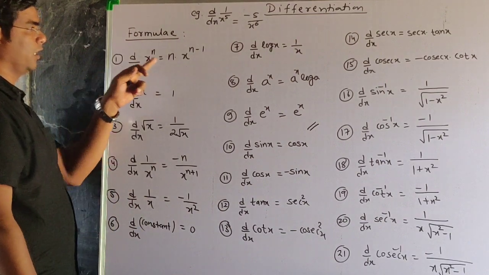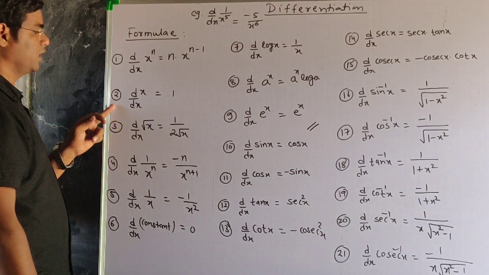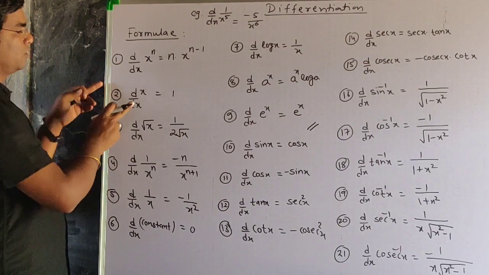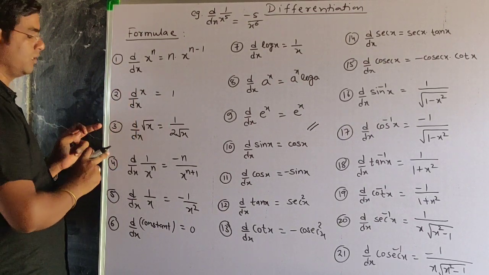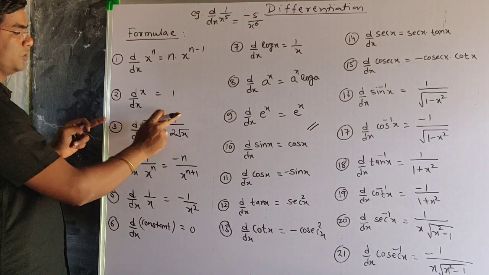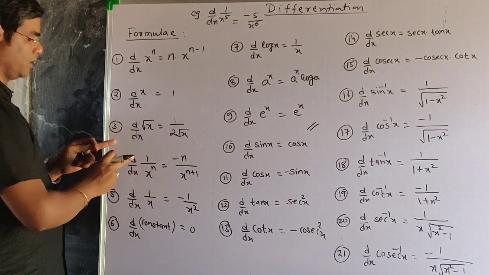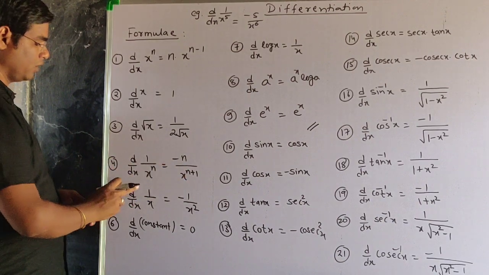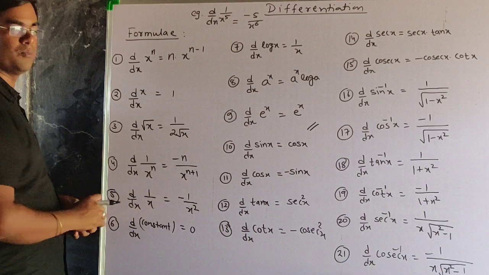Derivative of x raised to n is n into x raised to n minus 1. Second, using the same formula, first formula you can derive second and third also. Derivative of x with respect to x is 1. Derivative of root x with respect to x is 1 upon 2 root x. Derivative of 1 upon x raised to n is minus n upon x raised to n plus 1. Derivative of 1 upon x is what? Minus 1 upon x square.